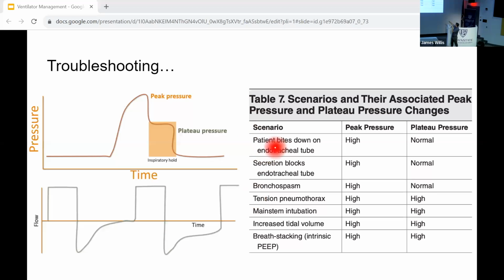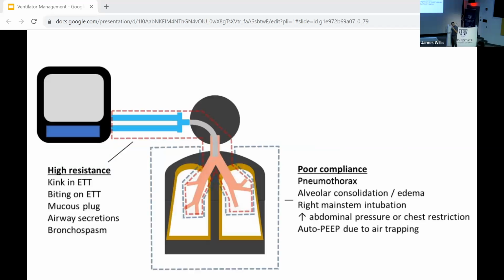Look at the patient. Patient biting down, there's a lot of secretions, mucus plug, severe asthma. If the plateau pressure is also high, that means now there's actually also a compliance issue. Is there a tension pneumothorax? This just happened yesterday. Is there a main stem intubation? Is the tidal volume too high? Is there breath stacking? So you could look at those pressures and try to tease out what's going on with the patient. I really like this picture because it kind of separates out the ventilator circuit from the patient themselves.